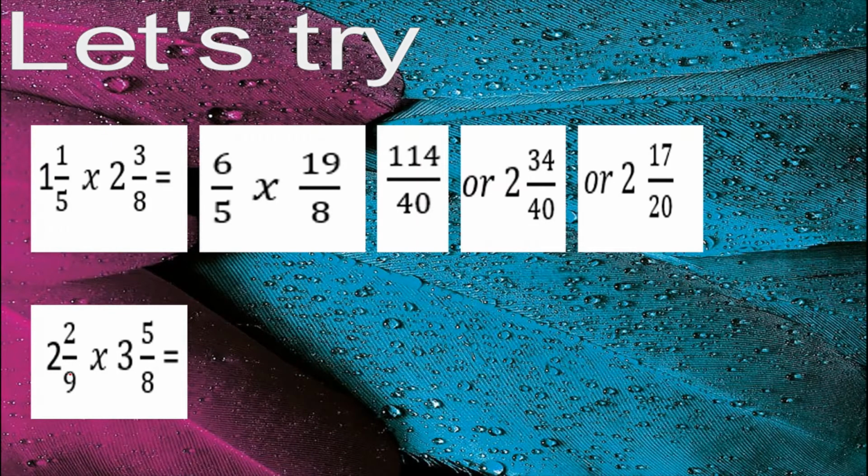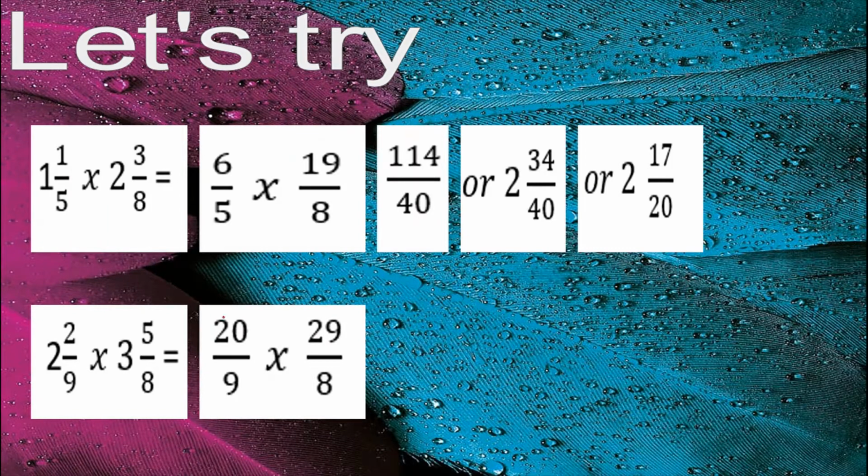So I have here 2 and 2/9 times 3 and 5/8. Again, I prefer to change these first into improper fractions before I multiply. So let's change this mixed number into an improper fraction. Let's multiply 9 times 2, that is 18. 18 plus 2, that is 20. So we have here 20 over 9. I just copy the denominator, 9. So for the second fraction, 8 times 3, 24 plus 5, that is 29.